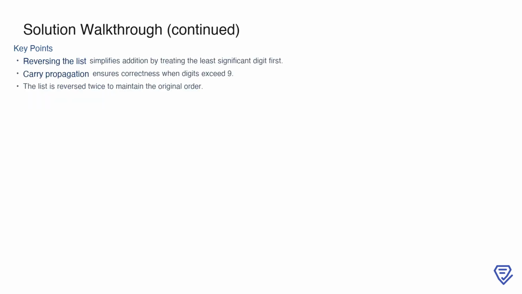To summarize, reversing the linked list simplifies the addition process by allowing us to start from the least significant digit. Carry propagation is handled seamlessly by iterating through the list and updating nodes as needed, even creating a new node if the carry extends beyond the last digit. Finally, we reverse the list again to restore its original order. This approach effectively solves the problem in place without converting the list to an integer, ensuring efficiency and correctness for all input cases.